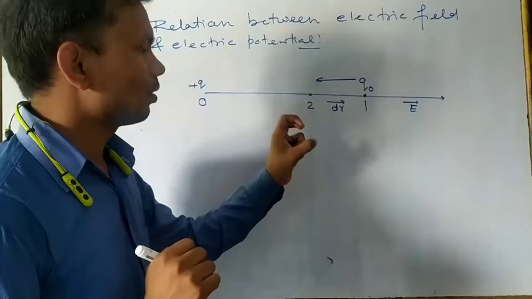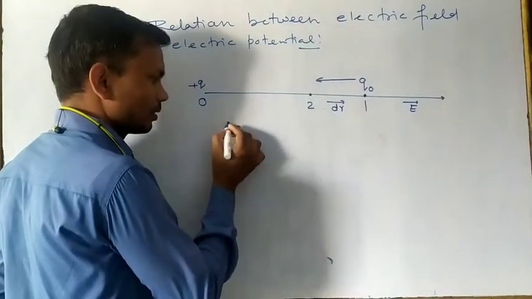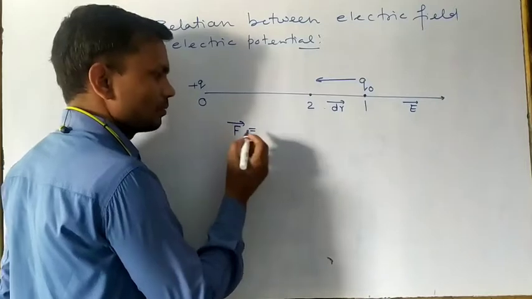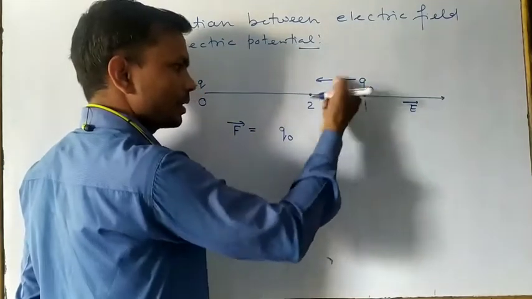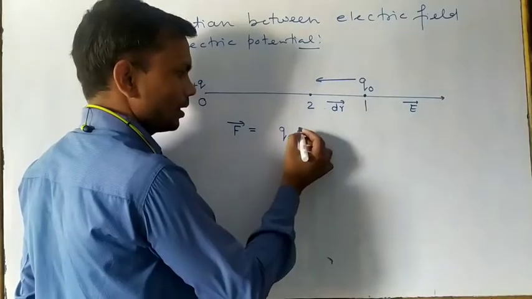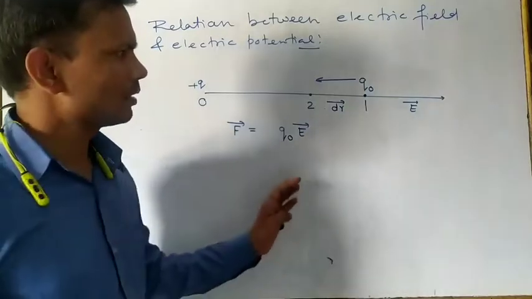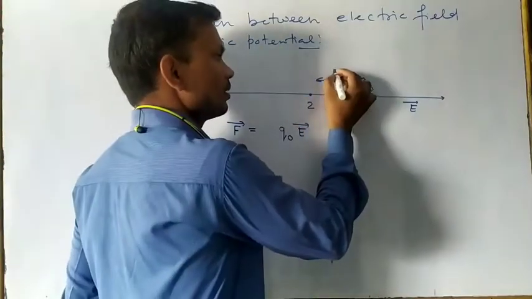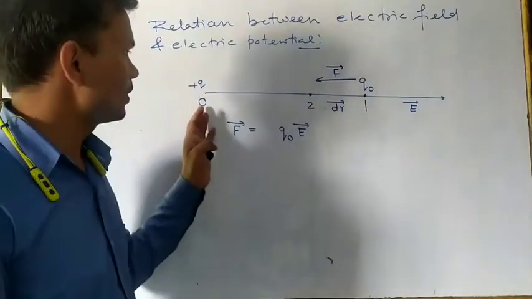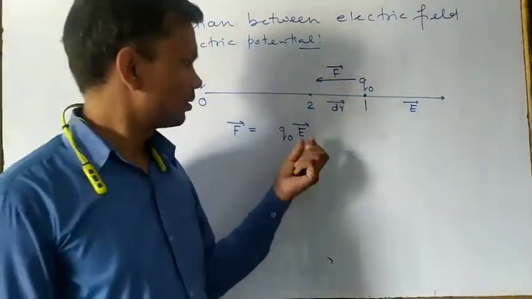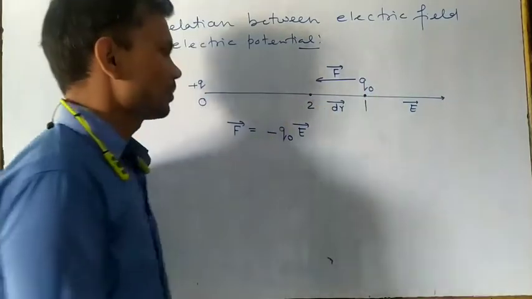Then what force is required? Here you have to see vector F is equal to Q naught, the charge we are bringing, times vector E. Here you have to see one thing: we are applying the force just opposite to the electric field that is generated by this plus Q charge. Therefore they are opposite in nature, so here we are putting a minus sign.